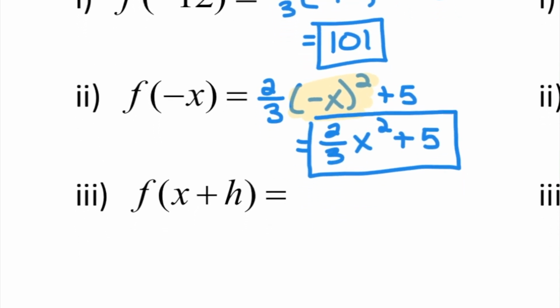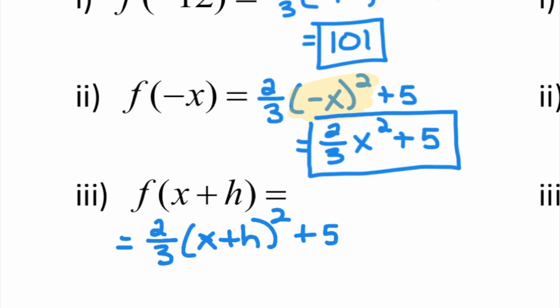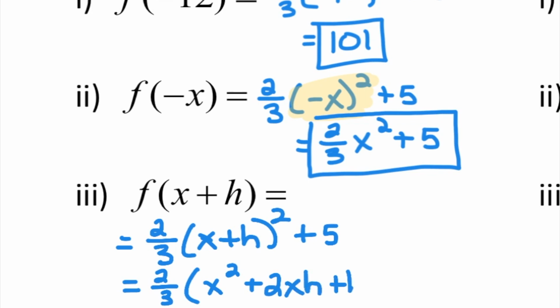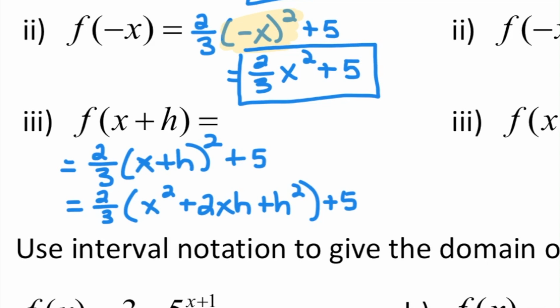And then in this last part, you're going to substitute the whole x plus h, so 2/3 times x plus h squared plus 5. Now, x plus h squared, you might want to pause this and FOIL x plus h times x plus h, and you get x squared plus 2xh plus h squared plus 5. And I ran out of room for what you're going to get there.